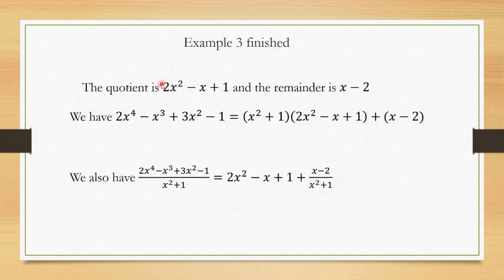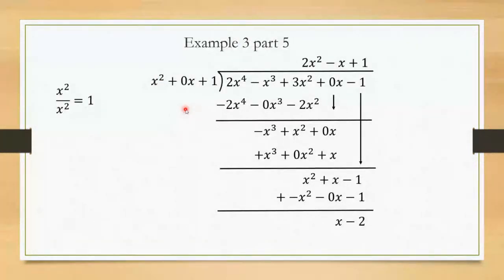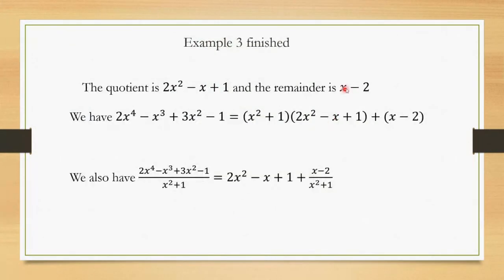Okay. And so we get our quotient is up here. The remainder is x minus 2, as you can see, and here's how we write it. So that's what we get. And of course, you can also write it this way if you want. They're both equivalent.